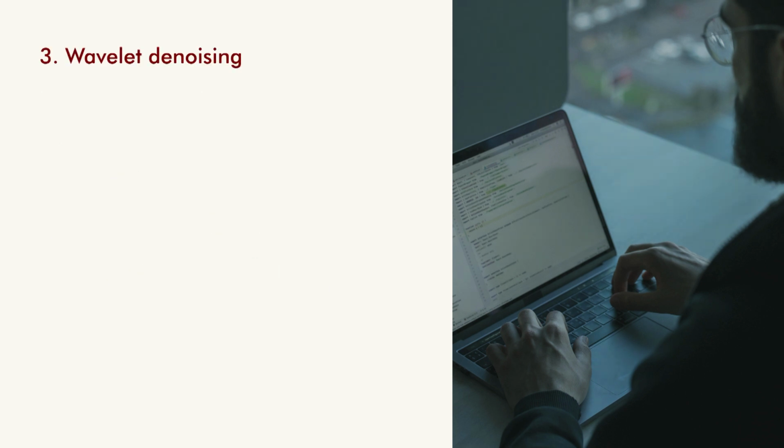So, third one is wavelet denoising. Wavelet denoising is a technique that uses a wavelet transform to decompose an image into multiple frequency bands and then removes noise from each band separately. In Python, you can use the PyWavelets library to perform wavelet denoising. The pywt.wavedec2 function can be used to perform the wavelet decomposition, and the pywt.waverec2 function can be used to reconstruct the image after denoising.